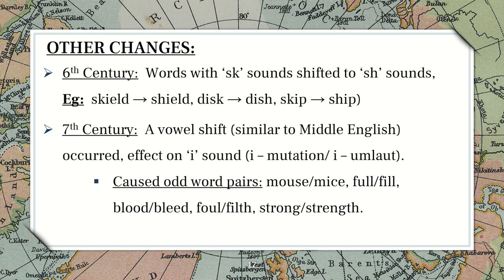So during this time, and because of this change, rather than stick with the inflectional plurals, odd word pairs were formed, like plurals with mouse, mice, blood, bleed, tooth, teeth, goose, geese, and so on.